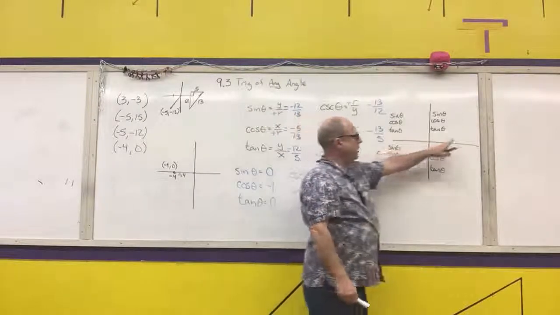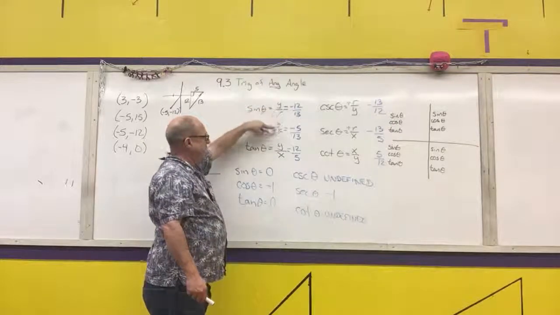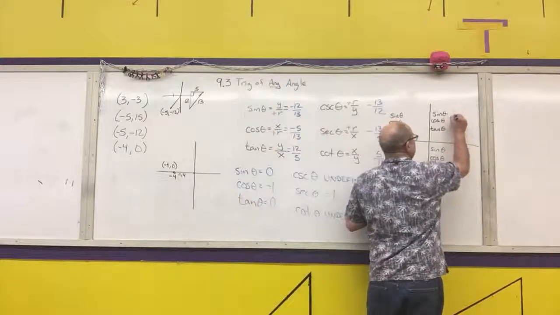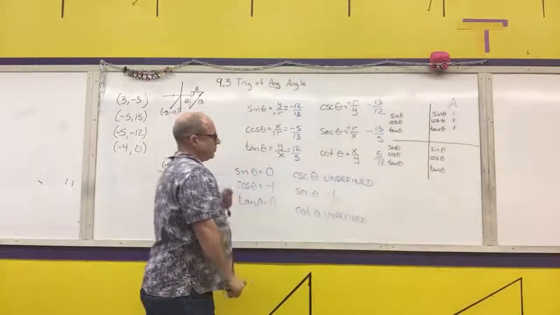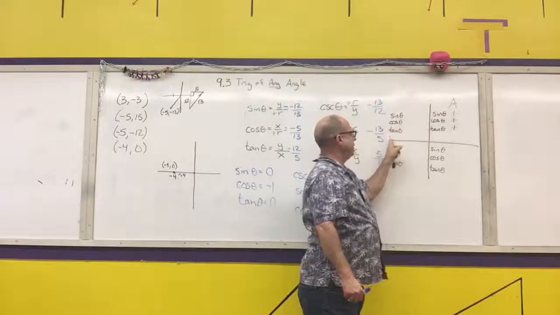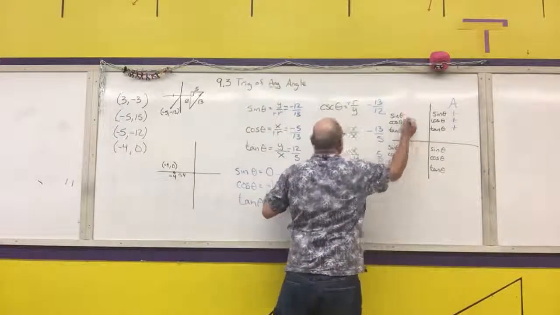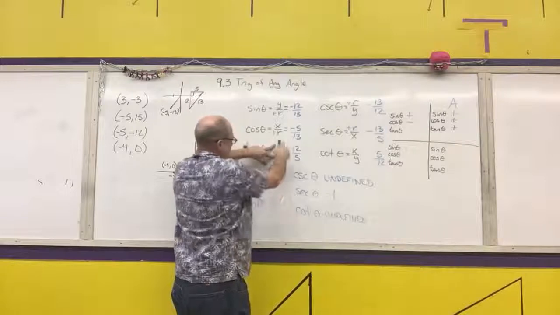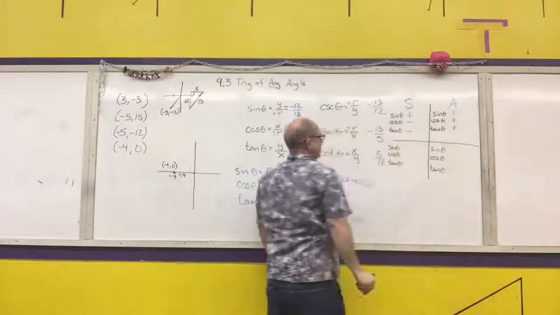In quadrant 1, x and y are both positive. So I have positive over a positive, which is a positive. Positive over a positive is a positive, and positive over a positive is a positive. So all of my trig functions are positive in quadrant 1. In quadrant 2, y is positive and x is negative. Y is positive, so I get a positive. X is negative, so this is negative. And x is negative. Positive over negative is a negative. So in quadrant 2, sine is positive.